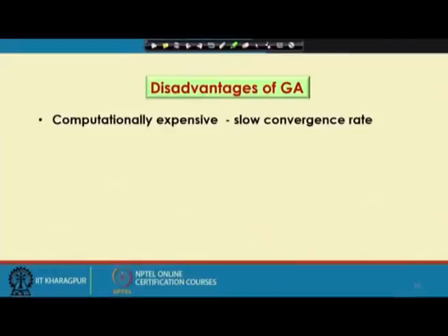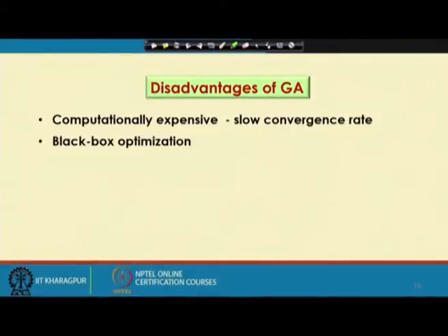Now, GA is computationally expensive and consequently, there will be a slow convergence rate. Here we are going to face one problem. Supposing that we want to carry out some sort of optimization online, but this GA is going to take a long time to give that particular optimal solution. So, there is a problem, we cannot use this particular GA for online optimization. And GA is actually a black box optimization.